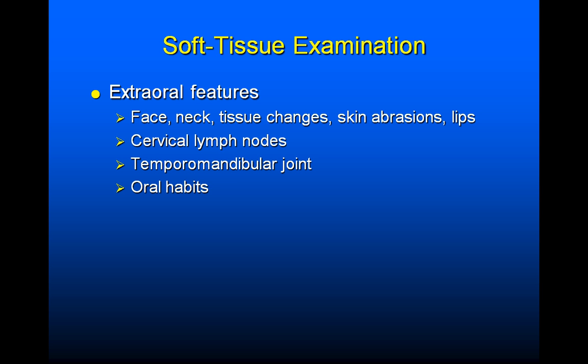Other oral habits, usually we think about younger kids for these next ones, but thumb sucking and tongue thrusting are also oral habits that can change the extraoral features of a person's appearance.